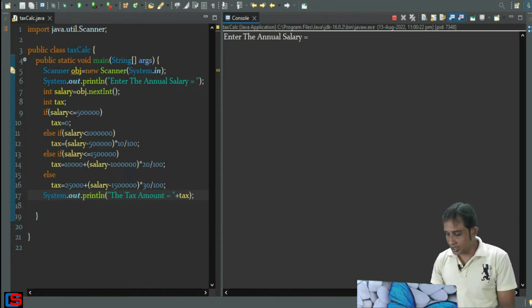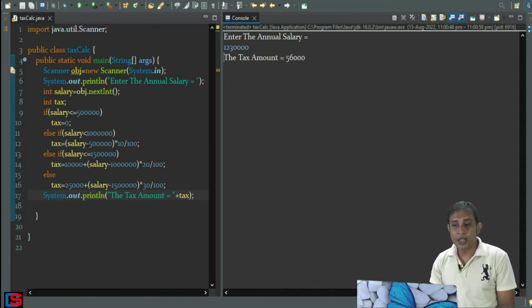Enter the annual salary. Suppose the annual salary is 7,50,000. Then what happened? The tax amount is 25,000. It means it is 10% of the excess amount over 5 lakhs. And again I run the program and enter the annual salary. Suppose it is 12 lakhs 30,000.